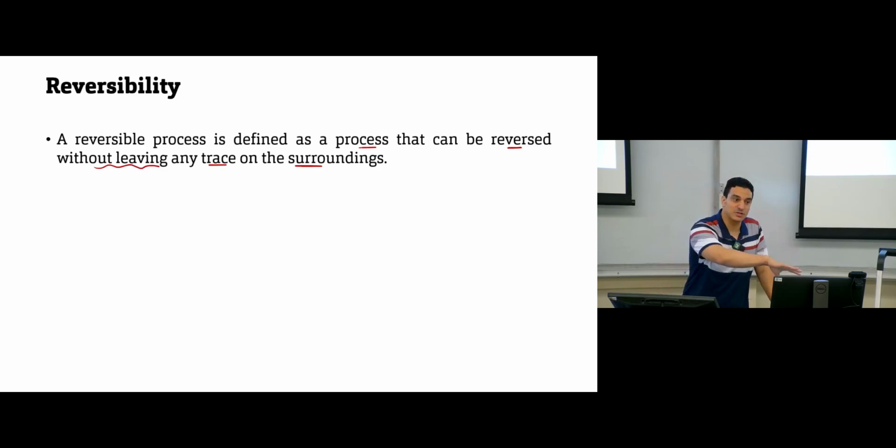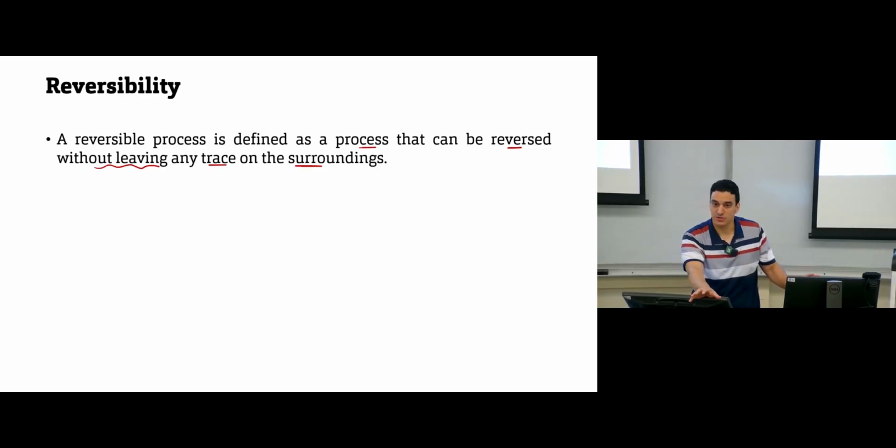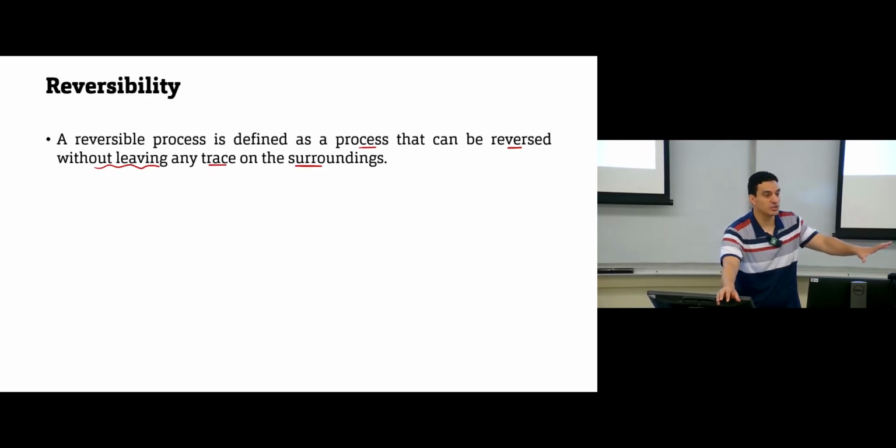But if the system returned to the initial condition and at the same time you cannot observe any changes happen to the surrounding, so the surrounding itself returned to its initial condition, or is not affected by the changes happening to the system, this is an example of a reversible process. So far is clear? Reversible process means the system returned to the initial condition, and the surrounding is not affected by the changes happening to the system.